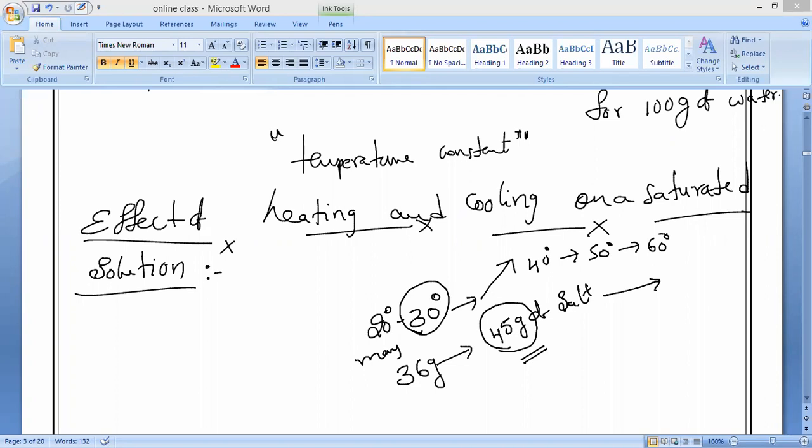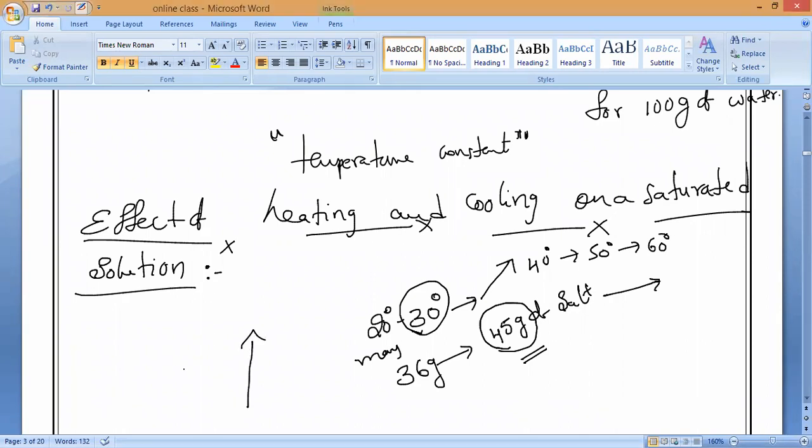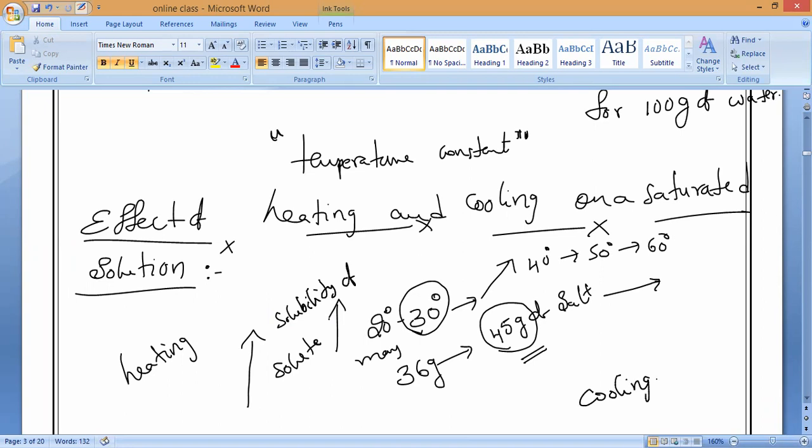If you heat, what is happening? Solubility is increasing or decreasing? If I am heating, the amount of solute dissolving, the solubility we can say, is increasing. That is what we call solubility. Solubility of the solute is increasing. Now, if you cool, then what will happen?